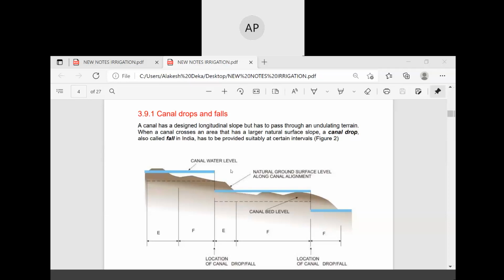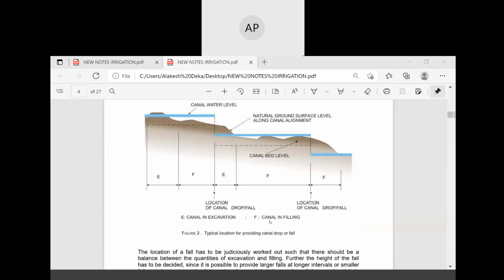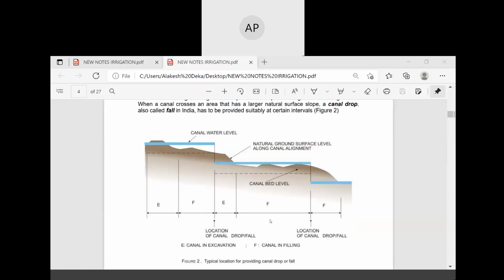Good morning, everyone. Today I want to show some figures of canal irrigation: canal bed regulation, escapes, and types of canal drop or fall. This is a typical location where you can provide a canal fall.